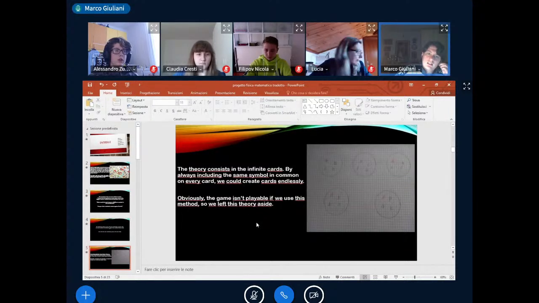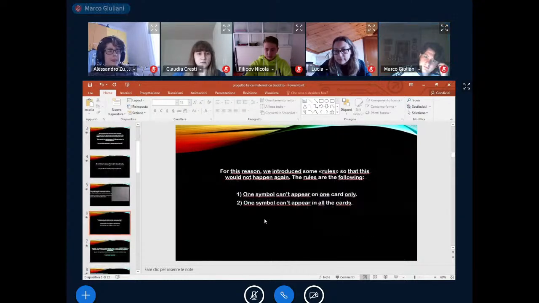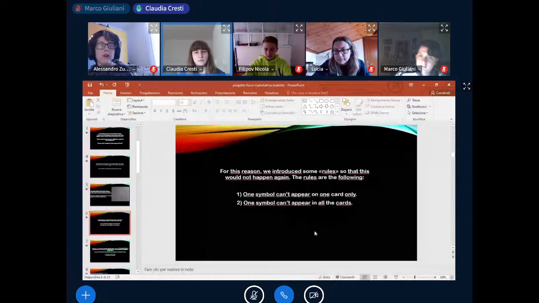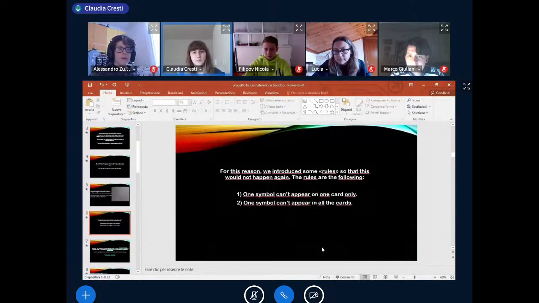The first theory we made consists of infinite cards. By putting the same symbol in common on every card, we could create cards endlessly. Naturally, the game isn't playable and enjoyable, so we left this theory aside. For this reason, we introduced some rules. 1. A symbol cannot appear on just one card. 2. A symbol cannot appear on all cards.